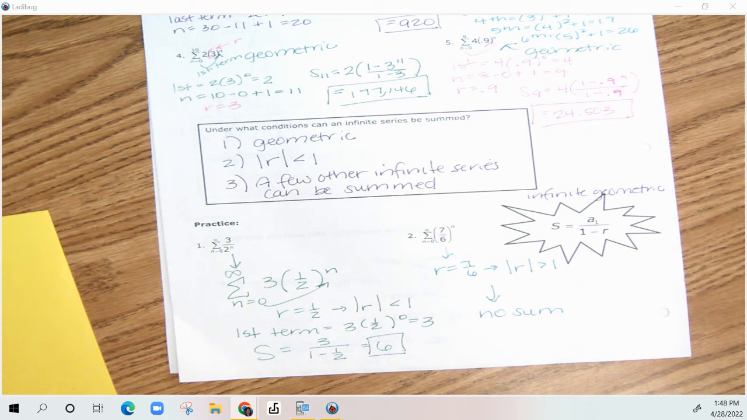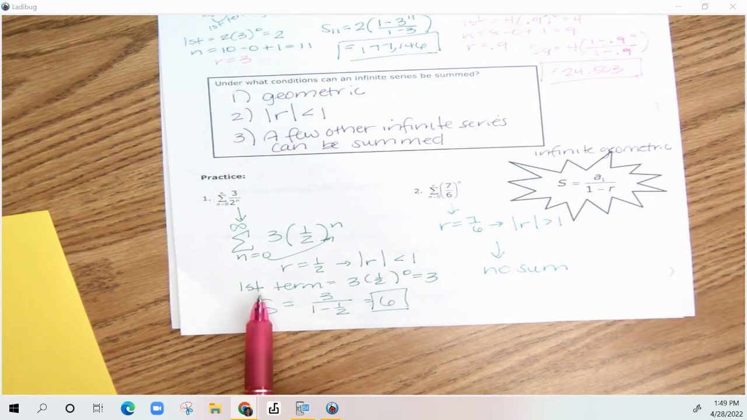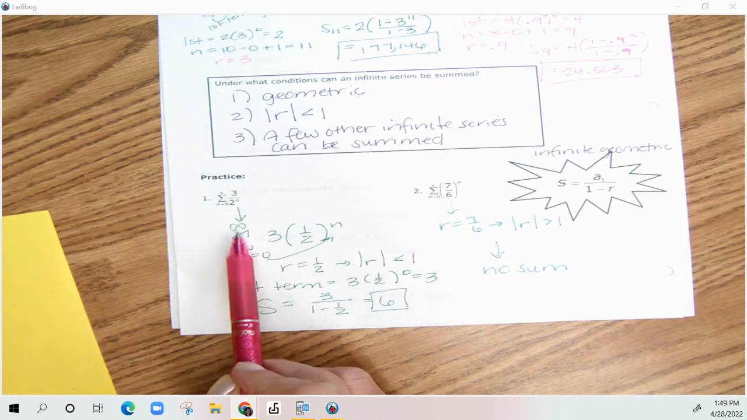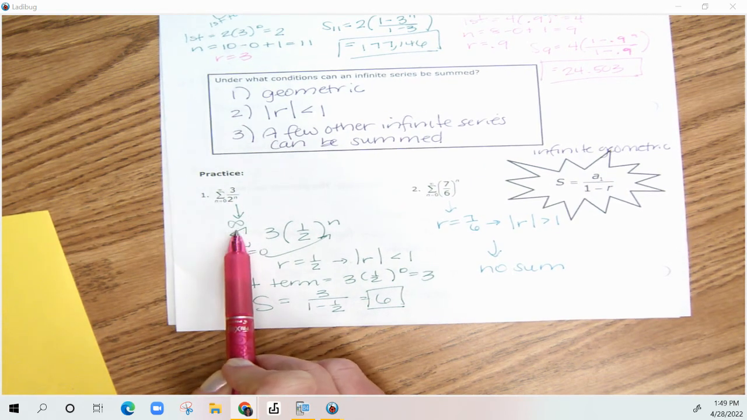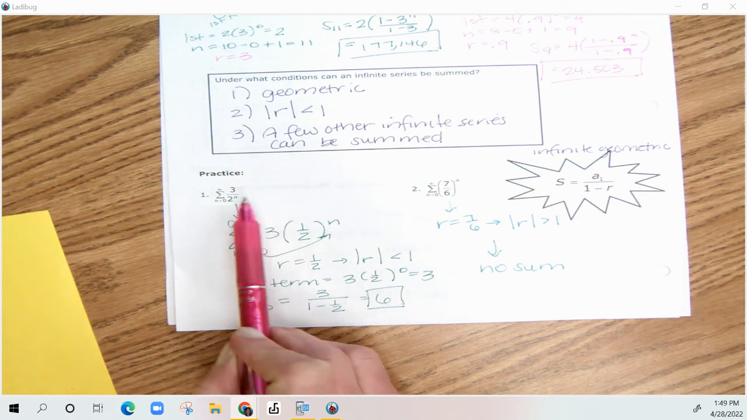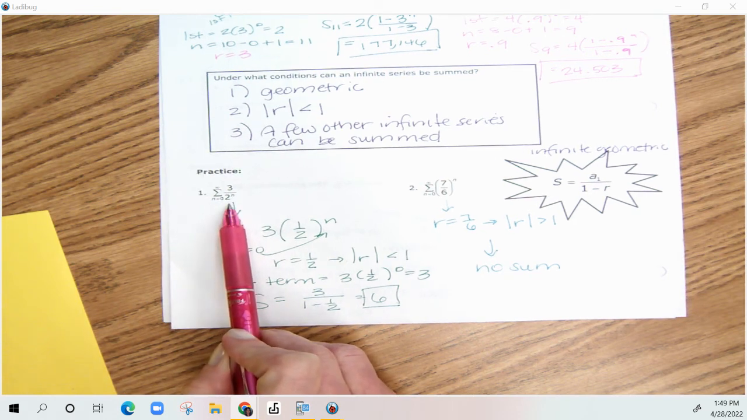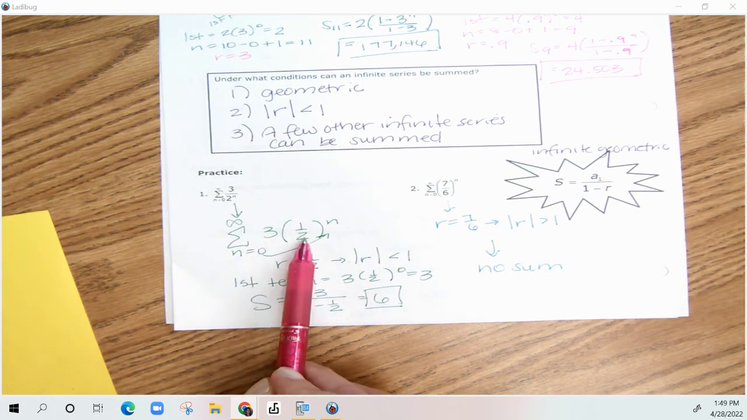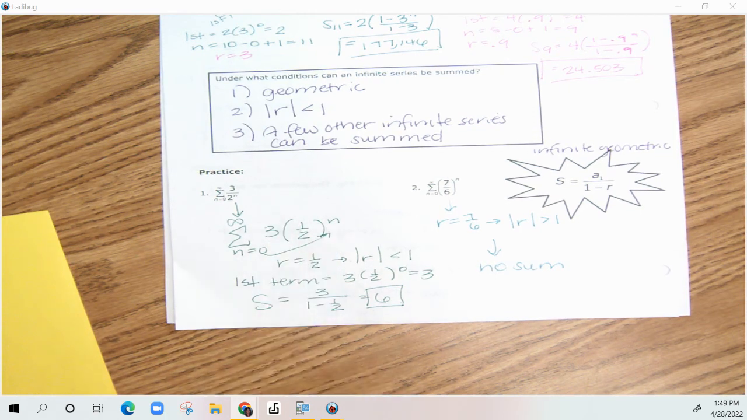And then there are a few other infinite series that we can sum. We'll learn more about those when we do convergence and divergence. So you can see from these two examples, the fact that there is an infinity at the top, that's how you know it's an infinite series. And I can rewrite this 3 divided by 2 to the n as 3 times 1/2 to the n. That makes it a little more obvious that it is geometric because it's exponential.